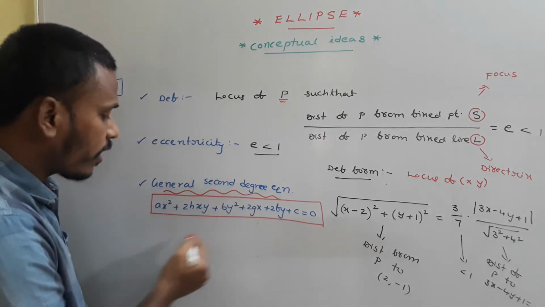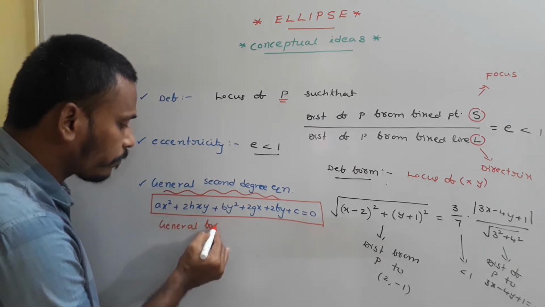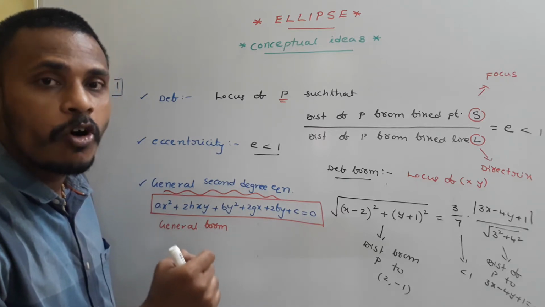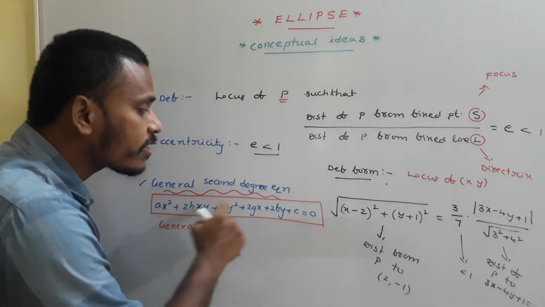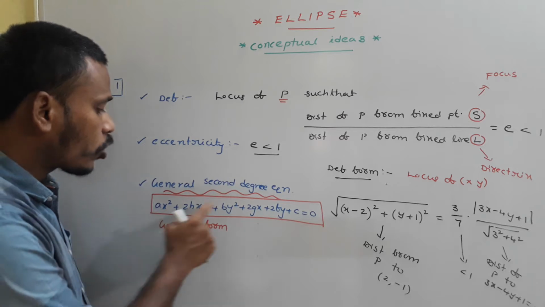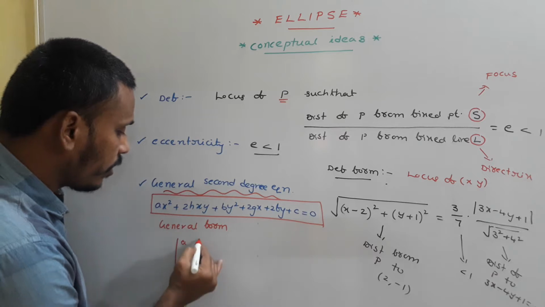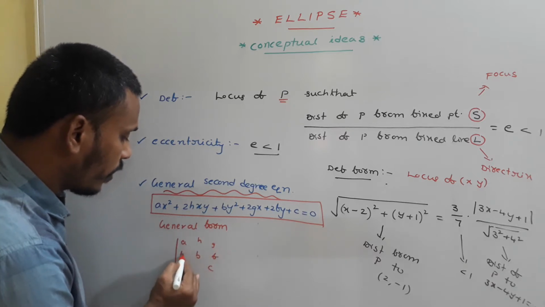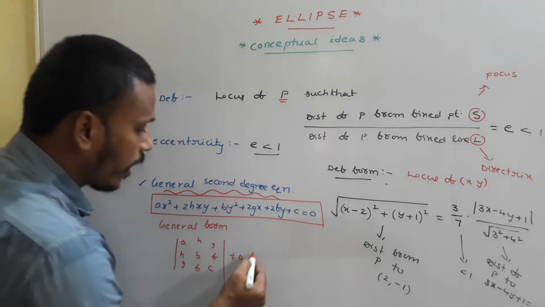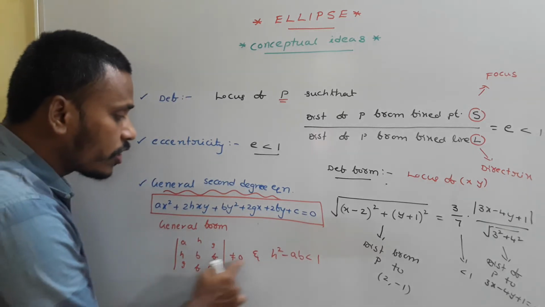Okay, this is a general second degree equation. This general second degree equation also represents an ellipse with certain conditions on the coefficients, and this form is known as the general form of the ellipse. Whenever this general second degree equation represents an ellipse, it depends on the coefficients. One thing is the determinant of a, b, c, h, g, f as well as h, g, f.